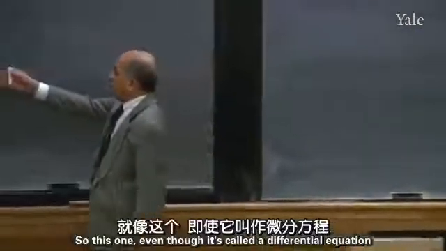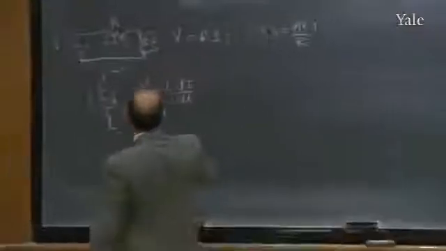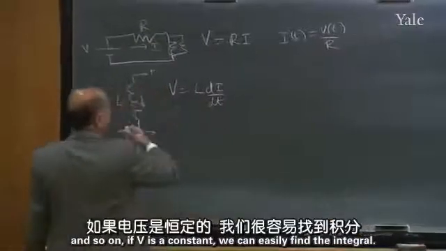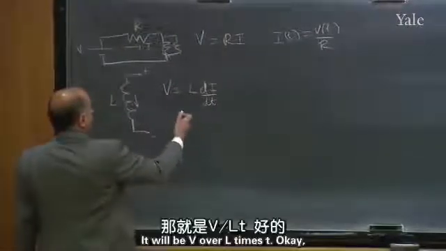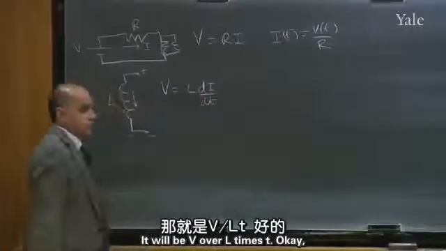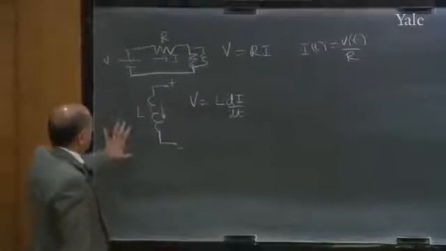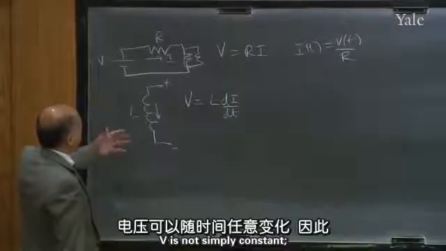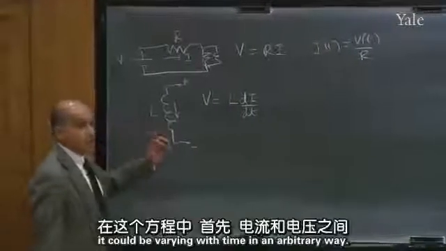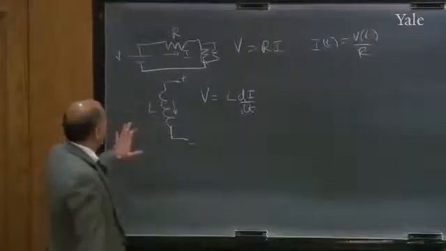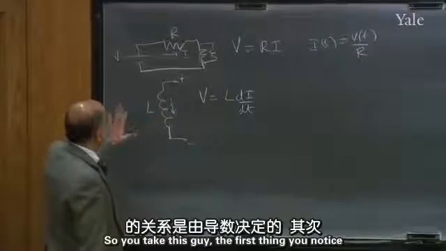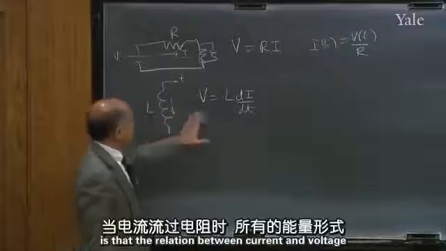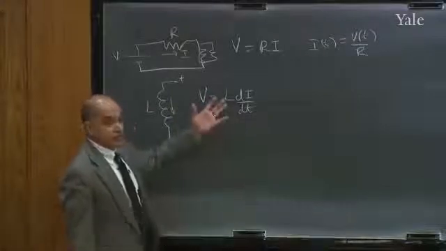So this one, even though it's called a differential equation, if V is a constant, we can easily find the integral. I will be V over L times t. But now we are going to be interested in cases where V is not simply a constant. It could be varying with time in an arbitrary way. So you take this. The first thing you notice is that the relation between current and voltage is given by derivatives.